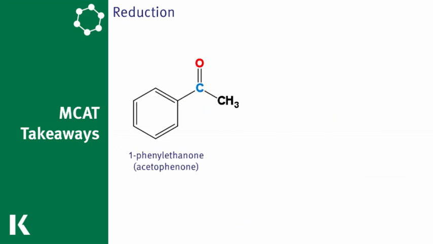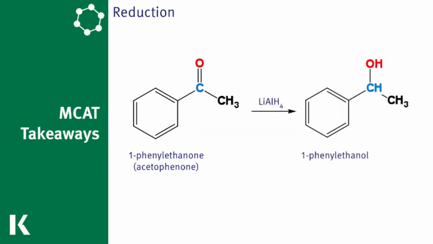And finally, we looked at reduction reactions with reagents of varying strength, emphasizing that a strong reducer like lithium aluminum hydride can reduce just about any functional group back to an alcohol.